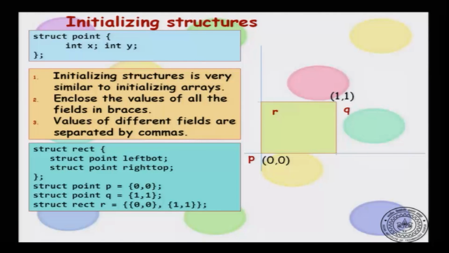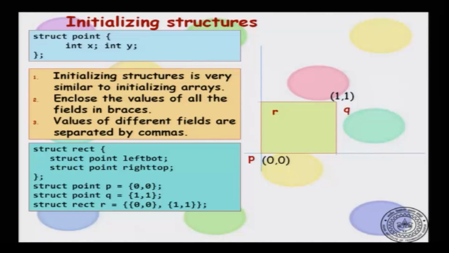Okay. And now we will also see how to initialize structures. We know that for normal basic data types like int, char and all that, when you declare a variable you can also initialize it. Can you initialize a user defined structure in this way? The way you initialize structures is very similar to the way you initialize arrays. Enclose all the values of the fields in braces, and the values are given in the same order that they are defined in the structure.